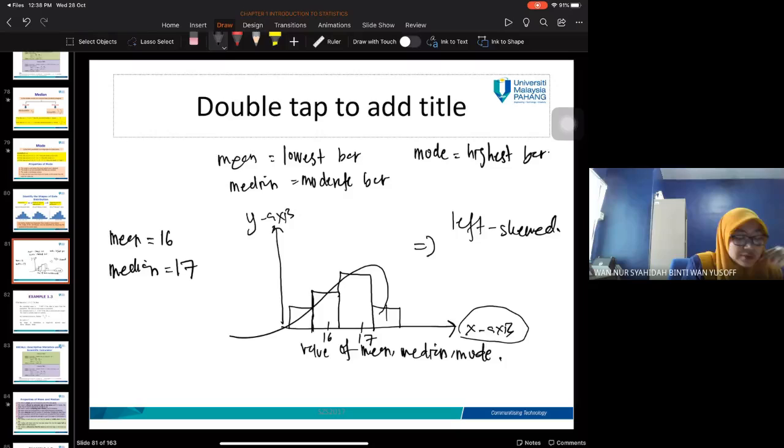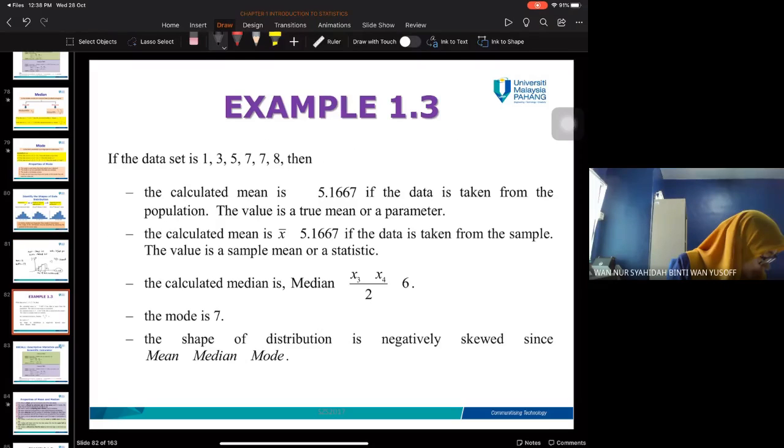What we plot only on the x-axis is the value of the mean, median, and mode. The y-axis is already fixed. Mean is the lowest bar, median is moderate, and mode is the highest bar. So you can plot. Question so far?